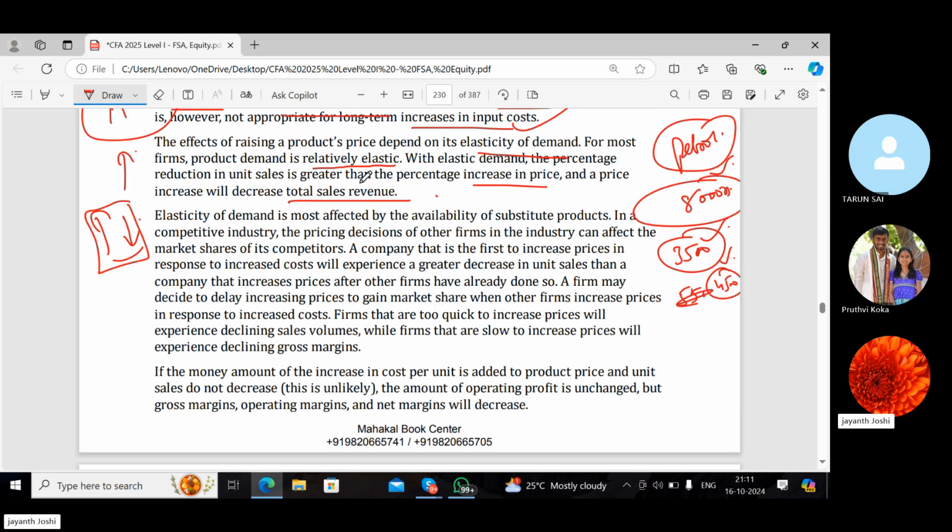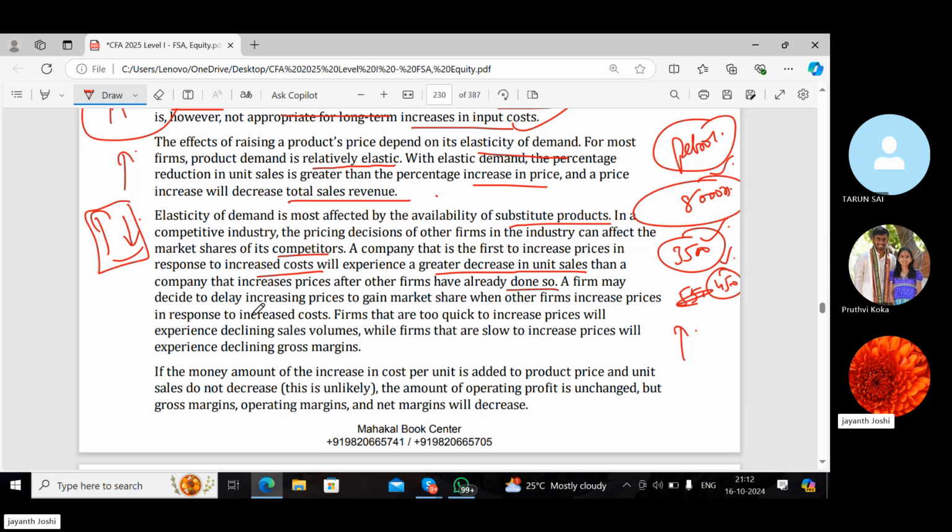Elasticity of demand is most affected by availability of substitute products. In a competitive industry, the pricing decisions of other firms in the industry can affect the market shares of its competitors. A company that is first to increase prices in response to increased cost will experience a greater decrease in unit sales. That's what I say. They always closely watch their competitors, what they're doing, and see the reaction. Then a company that increases prices after other firms have already done. So the first mover will suffer first.